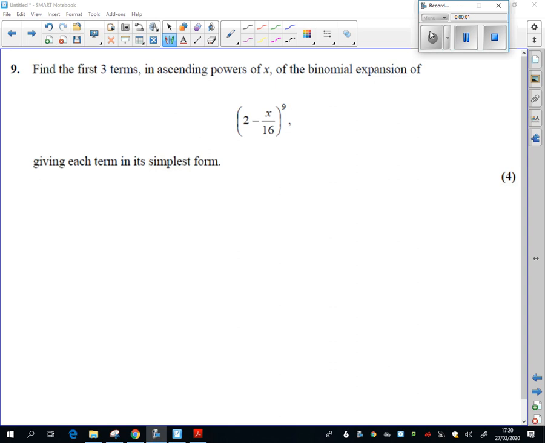Question 9 is binomial expansion. You do get the formula, so make sure you have a look on the formula sheet. I mean, you get the formula, but obviously you need to thoroughly understand it. It's not going to be enough just to look it up when you're in the exam. So let's just jot it down here.